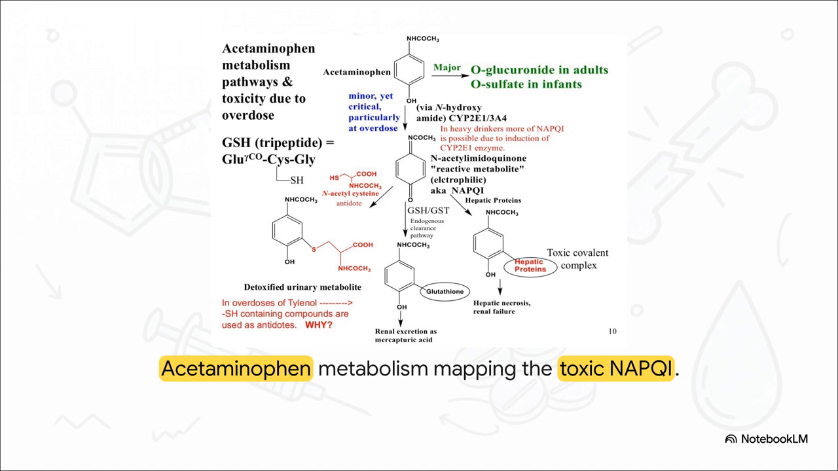But during an overdose, a minor yet critical liver pathway goes into absolute overdrive, converting the drug into a highly electrophilic, supertoxic metabolite known as NAPQ. This nasty little molecule will aggressively attack hepatic proteins, triggering severe liver failure.